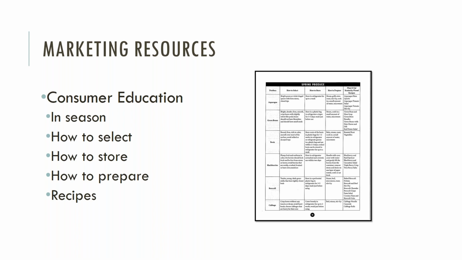But in the toolkit itself, we do have that information, just in case you are wanting to use some of the plated up Kentucky Proud recipes and it's early in the season and asparagus is available. Then it tells you, okay, here are some recipes that you could use to promote your asparagus.